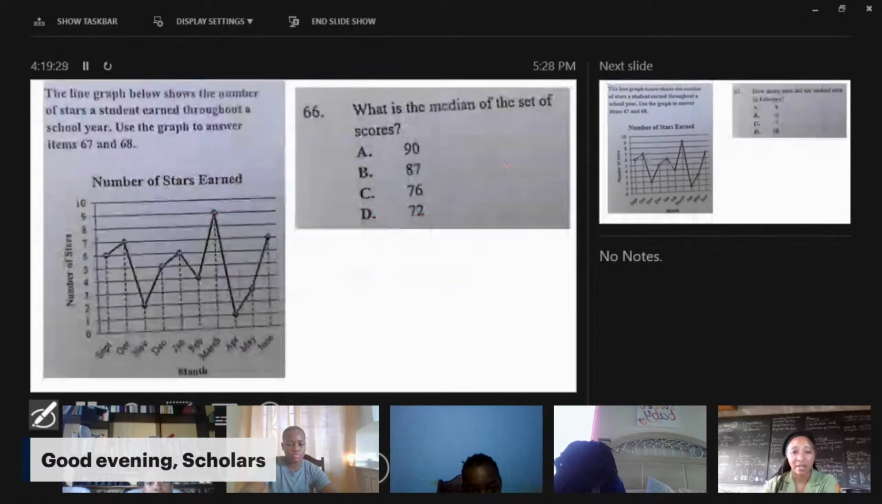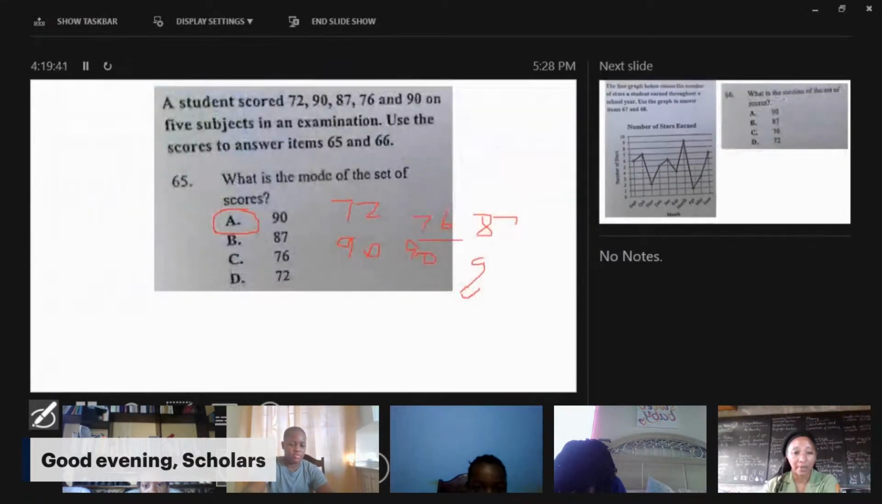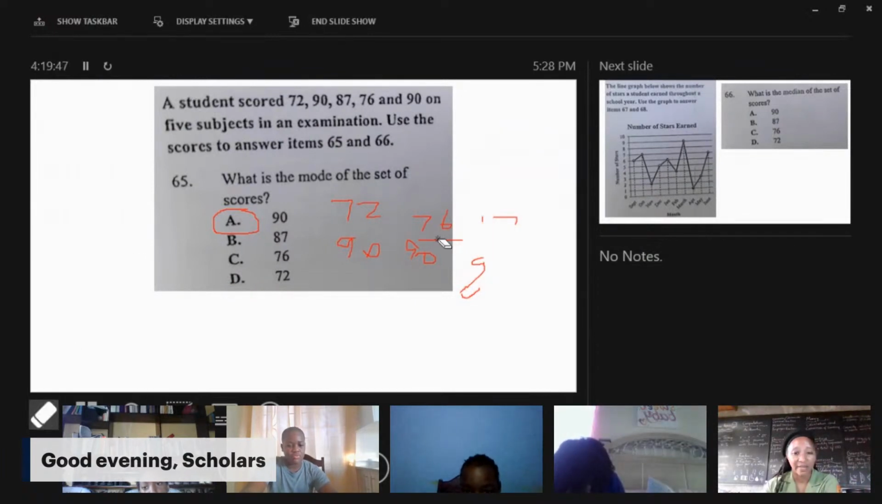That's correct. So that's C, 76. I mean 87. Let me go back. Oh, 87, right? 87 is the median.